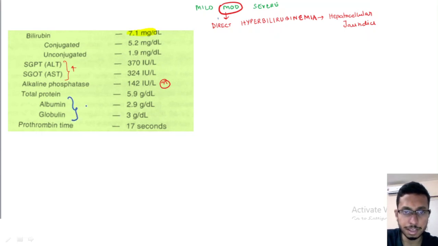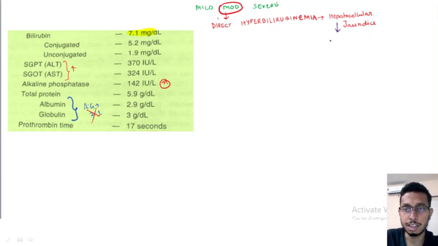So what is the normal AG ratio? Normal AG ratio is around 2:1. But look, it is getting reversed, right? Almost globulin is more than the albumin. So AG ratio is not 2:1. That is, synthetic function of the liver has been already compromised.